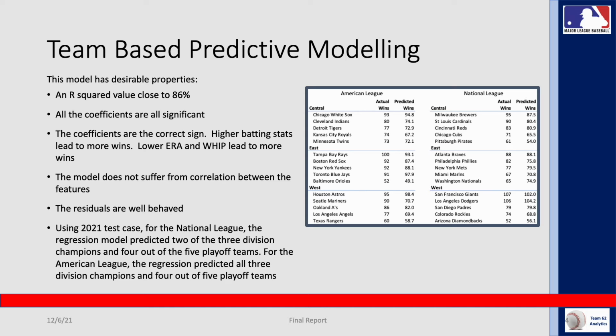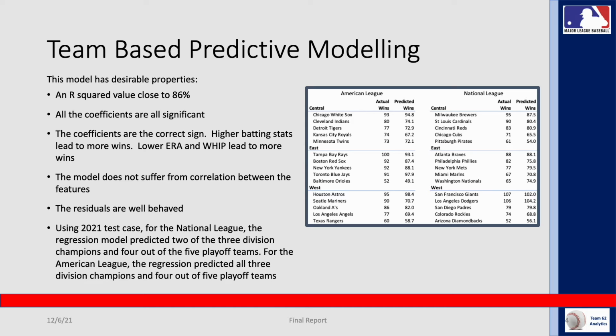A special sort of fun test case is what you see in the white box here. Again, as I mentioned, we held out the 2021 season. And then what we did is we applied the model to all the statistics that the teams had in this just completed 2021 season. And we looked how the model did. Well, in fact, we have both the actual wins you see on the left, predicted wins on the right. We did that for both the American League and the National League. And we found that on the National League, our regression model predicted 2 of the 3 division champs and actually 4 of the 5 playoff teams.